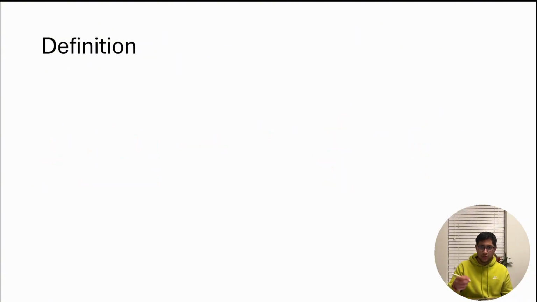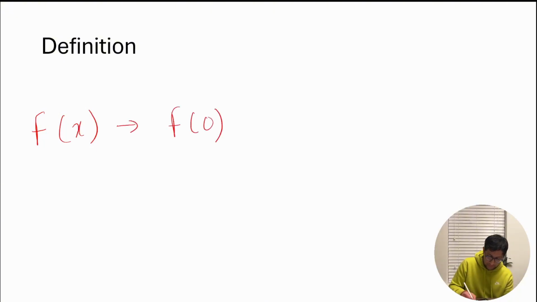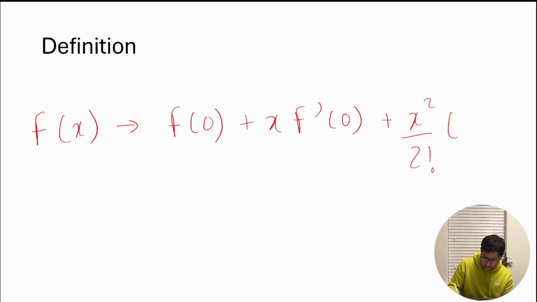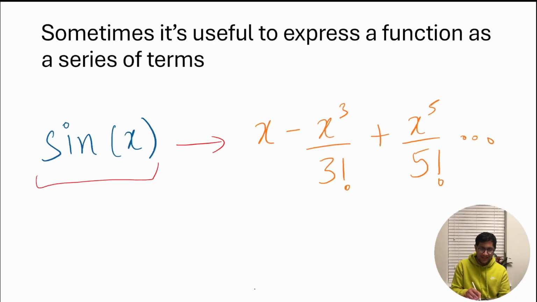So the actual definition of how you get to the Maclaurin expansion is if you have a function f of x, then its Maclaurin expansion is going to be f of 0 plus x times f dash of 0 plus x squared over 2 factorial times, sorry, this is meant to be an f dash dash of 0, and so on.